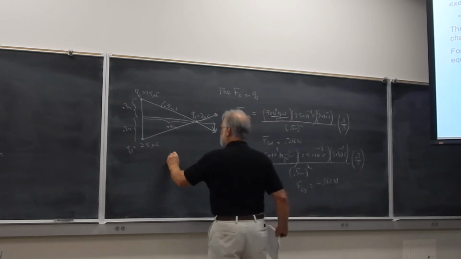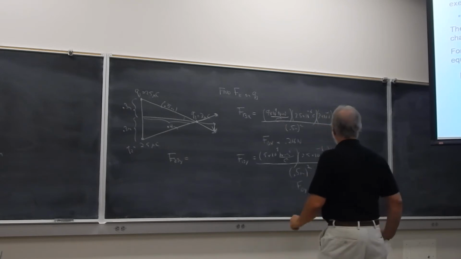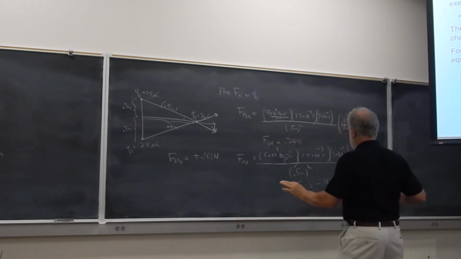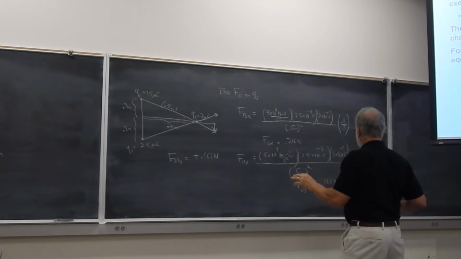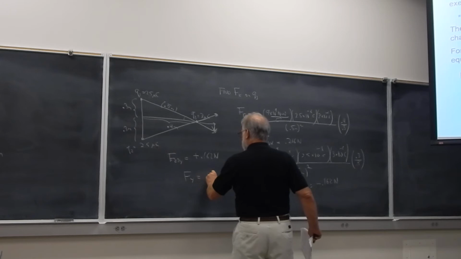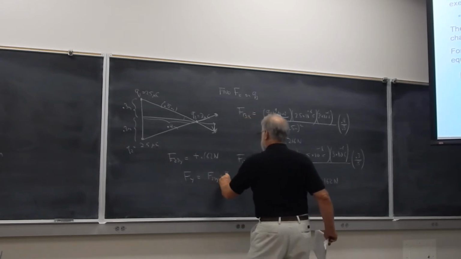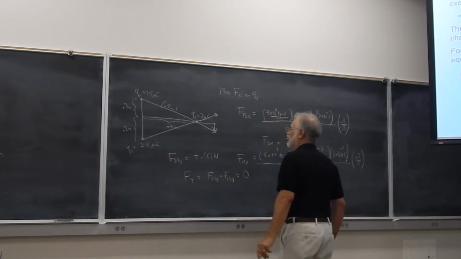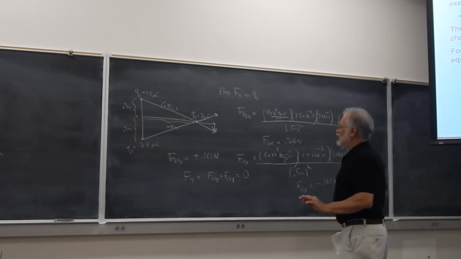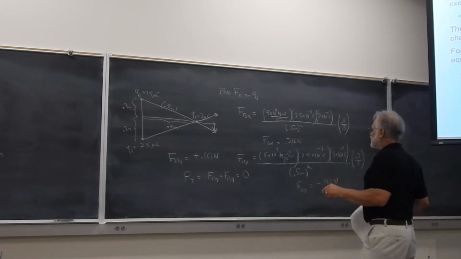So F23y will be equal to positive 0.162 newtons. That means when I add the two components, F23y and F13y, Fy, which is the sum of those, Fy will be equal to F23y plus F13y. If I add them, that's 0. Through symmetry, the y component of the force on Q3 is 0. So the only component that survives is the x component.